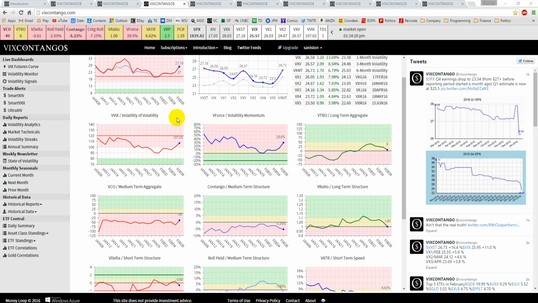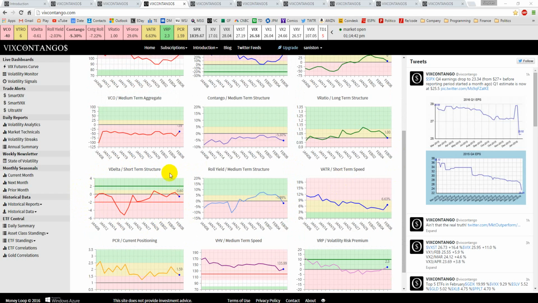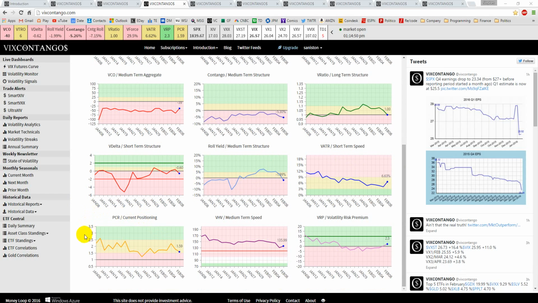You also have a chart of the VVIX evolution over the past 20 days here. The V-force, the VIX term oscillator. You get to see the VCO, the contango, the V ratio, the V delta, roll yield, VATR, the put-call ratio with PCR of the S&P 500, the VIX historical volatility, and the volatility risk premium.